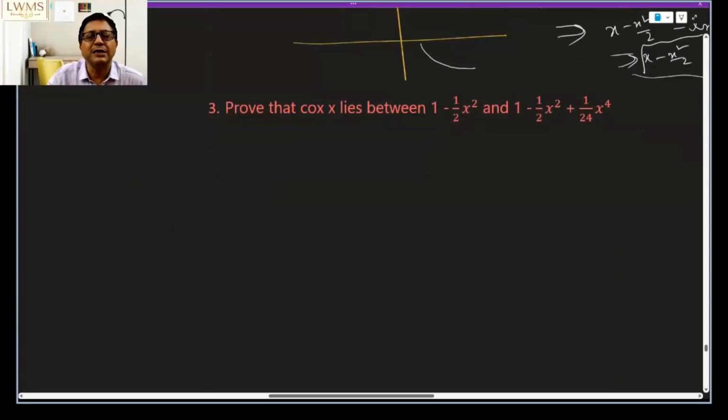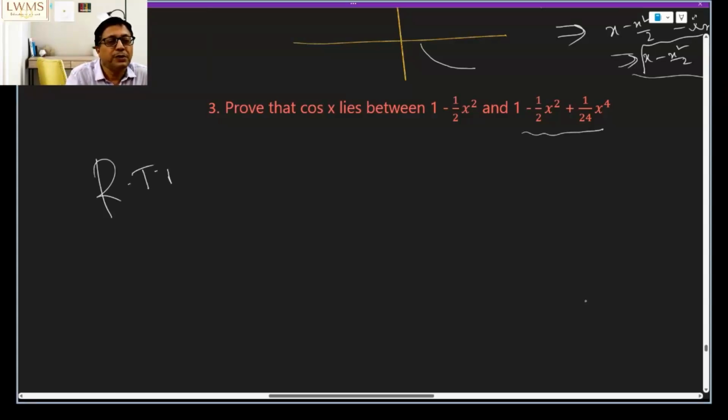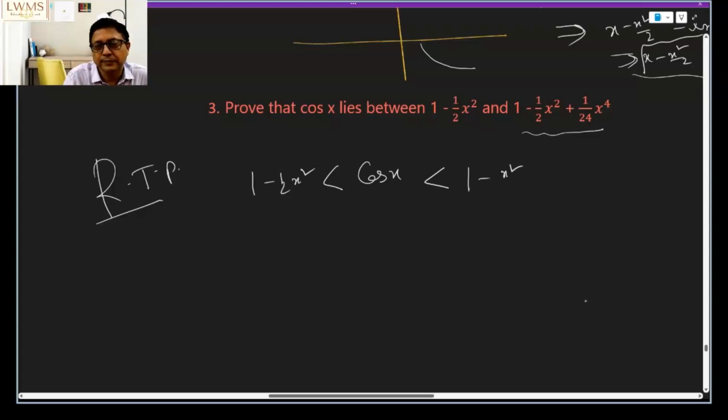Prove that cos x lies between this and this. This one is cos x. Cos x lies between this and this. Which one is larger here? Of course, the second expression. So what you are going to prove? Cos x is greater than, less than. Is that clear? You try once. I give you 1 minute time.